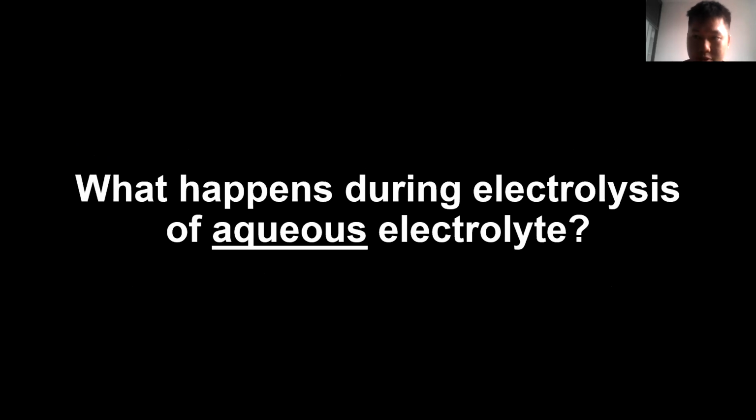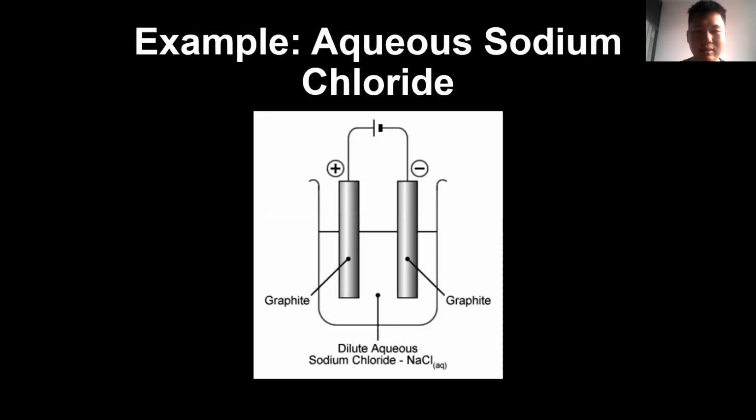Okay, so just now we looked at electrolysis of a molten electrolyte. So now we need to look at electrolysis of an aqueous electrolyte. Let us take a look at the example of aqueous sodium chloride. The setup is pretty much the same. We have two graphite electrodes here, and aqueous sodium chloride.